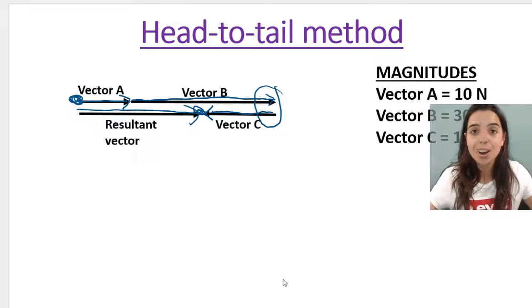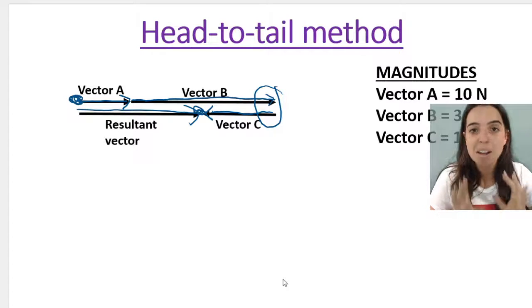In the next video, I'm going to be going over some simple vectors in one dimension. How we do this, how we use vector addition, and how we draw the head to tail diagrams.